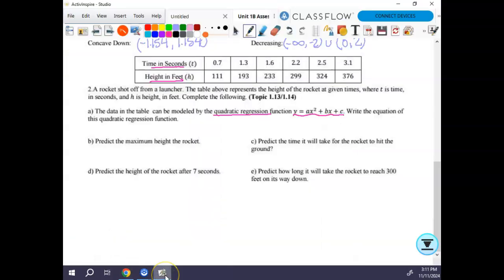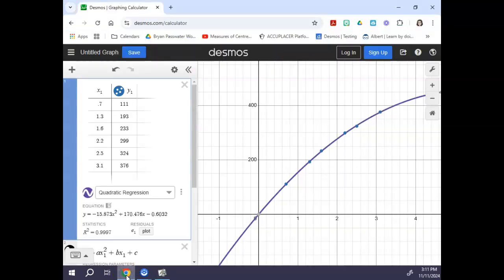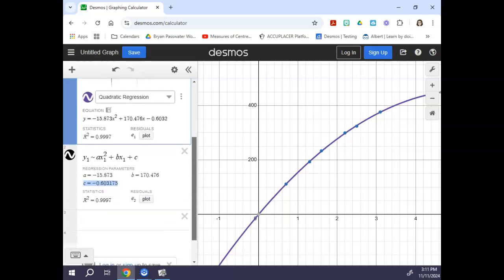So let's write this down. It basically just gave us our answer there. So we have y equals negative 15.873 x squared plus 170.476 x minus 0.6032. Okay, so I was just writing down what they gave me right here, which if you'd have put 0.6031, you would have been fine, or if you just put 0.603 would have been fine as well, because you'd be correct to 3 decimal places.